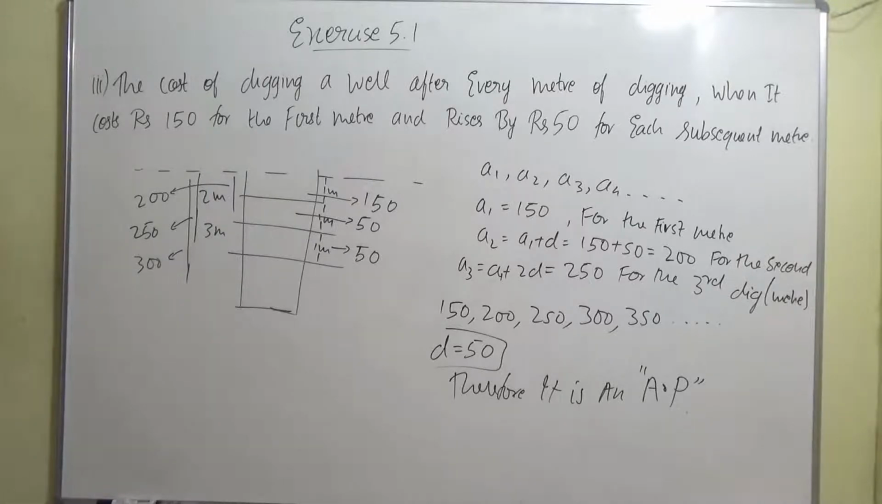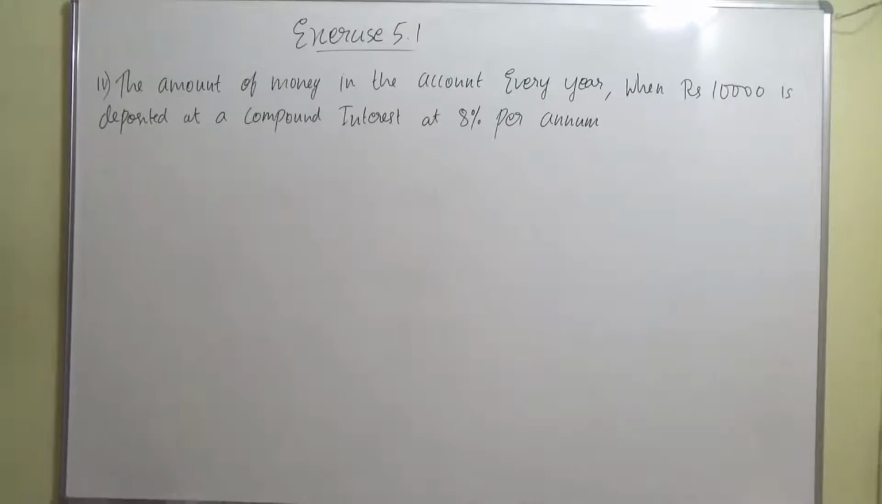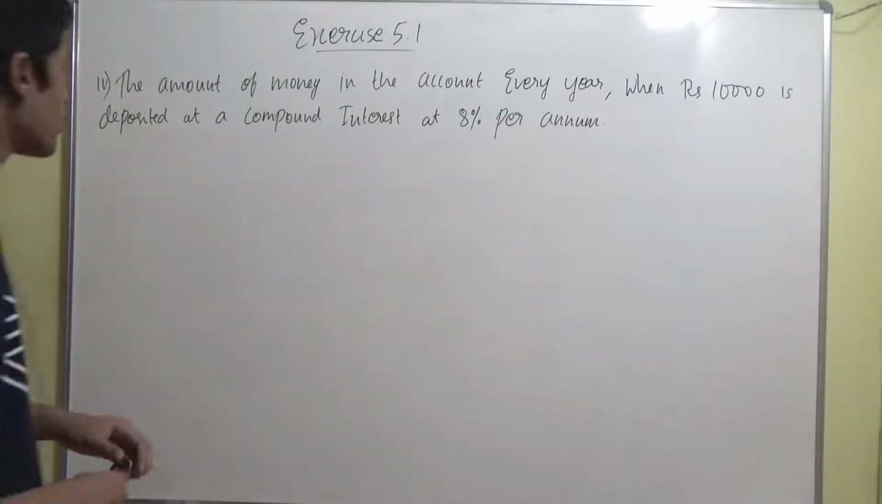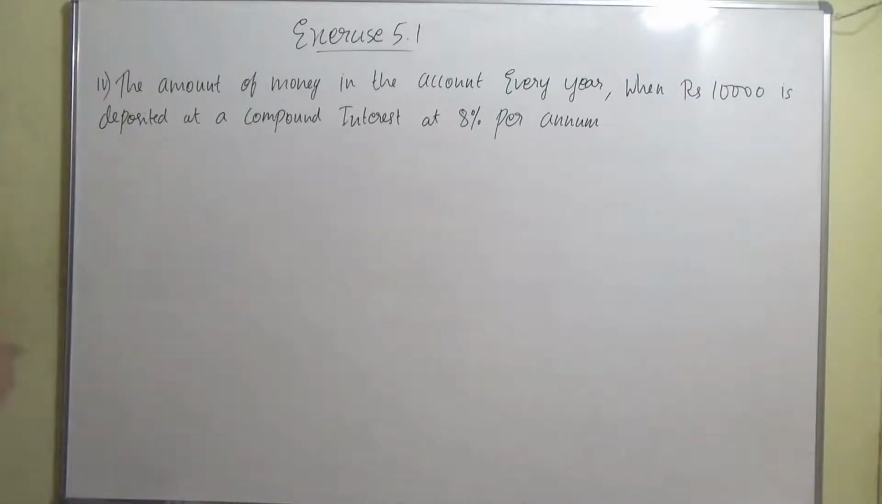Now let's go to the next sub question. You can take the screenshot. Okay, guys, now let's go to the fourth sub question. The fourth sub question says: the amount of money in the account every year when rupees 10,000 is deposited at a compound interest of 8% per annum.